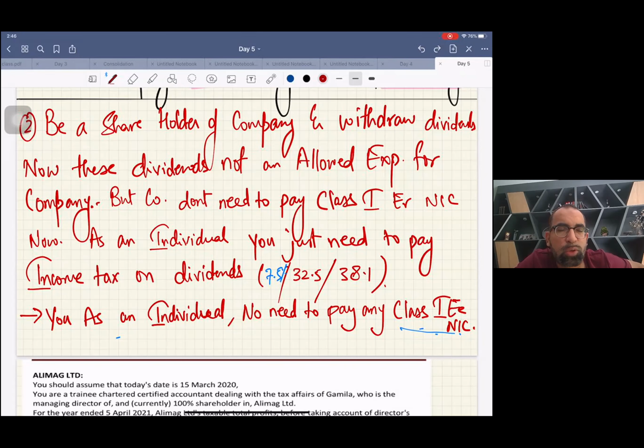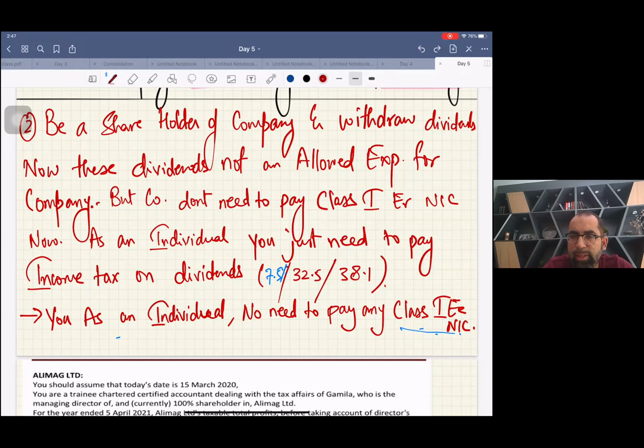On dividend income there is no NIC implications, right? Okay, no more NICs implications on dividend income. So now in this case, no NIC, but yes, when you take out dividends from the company, as an individual, it will be treated as a dividend income for you.